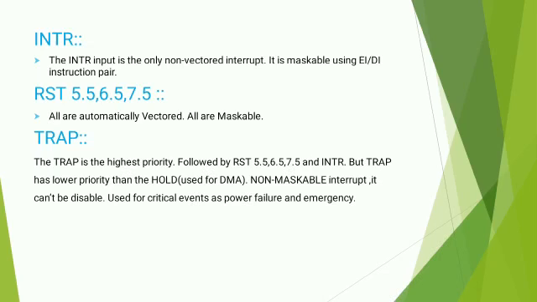That means TRAP is an interrupt signal which has the highest priority. It cannot be disturbed or affected by any other input signal. If the microprocessor receives any interrupt signal, then the microprocessor responds first to the TRAP signal.